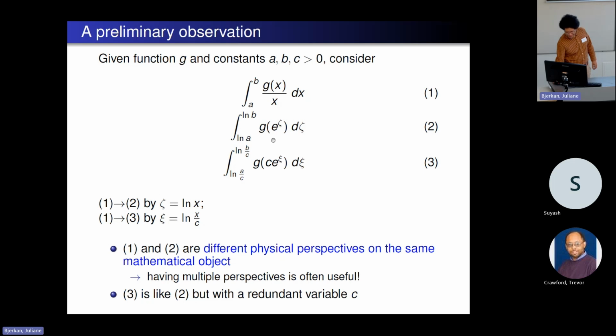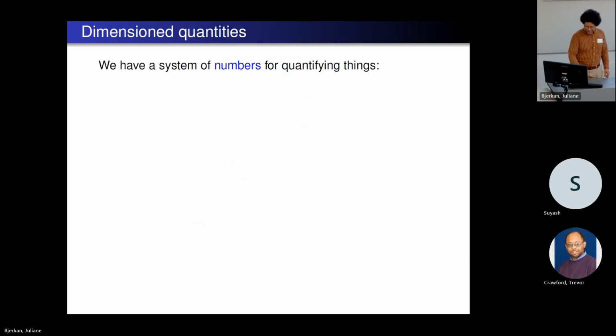So in other words, the only difference between 2 and 3 is I've got this c in the denominators here and this x and the c here. So c is redundant, right? Because it's the same as these expressions without the c. Okay, so we'll return to this later on.